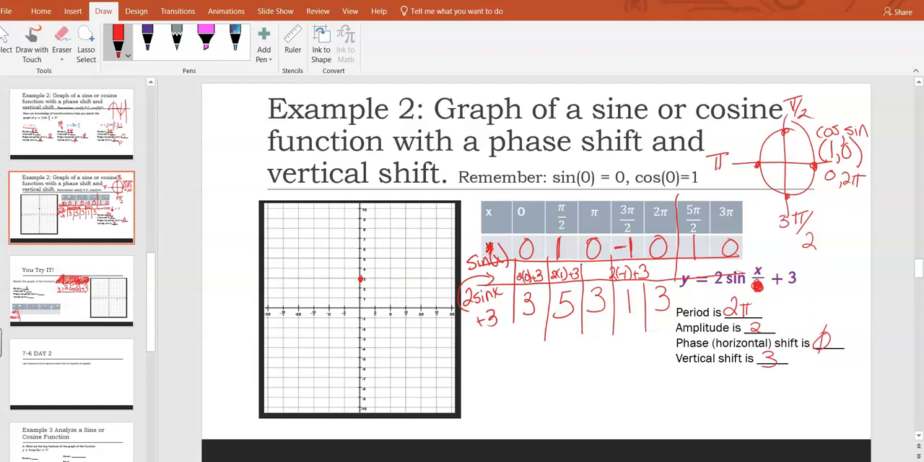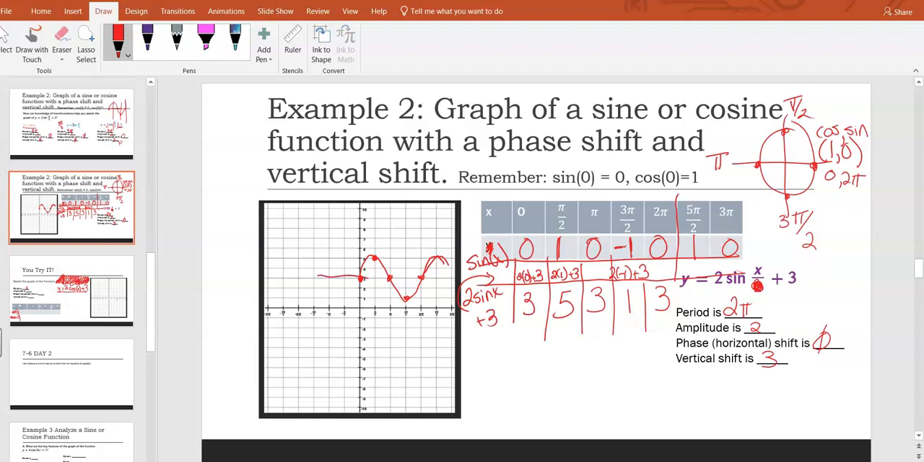Pi over 2, 5. And then I've got pi, 3. And then I've got 3 pi over 2, 1. And then I'm back to my 2 pi again, and I know I've done one period. So I've gone up, down, past the midline, and back up again. And it would keep doing that, right? Be a little more rounded than when I drew there.